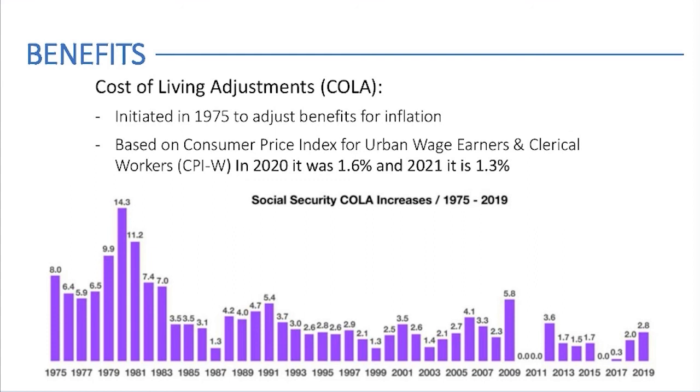But in the history of COLA, there's only been 3 times that there's been no cost of living adjustment, and that was 2010, 2011, and 2016. But just recently, in the last 10 years, it's been relatively small, even though it seems like all our prices went up. In 2020, it was only 1.6%, and in 2021, it's only 1.3%.